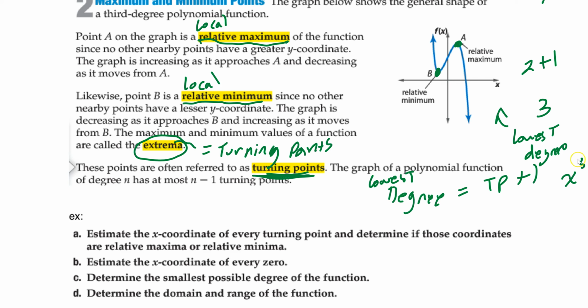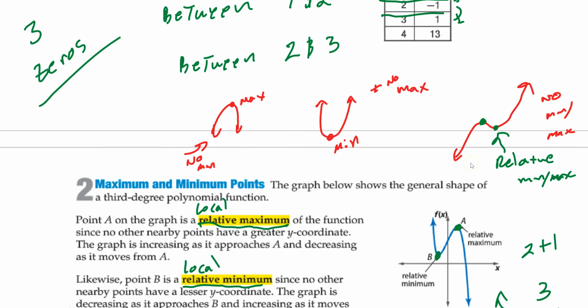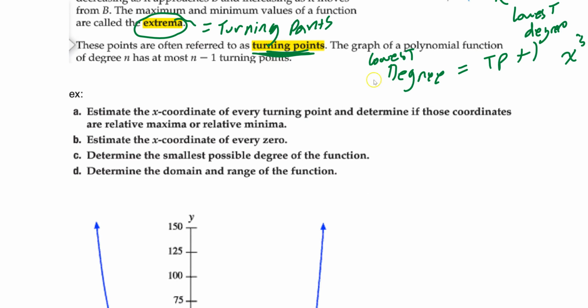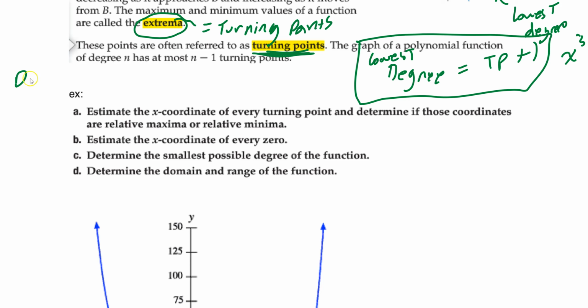The reason it's the lowest degree, not just degree, is because some graphs are kind of weird. Like if I give you x squared, that looks like this. But if I give you a power function x to the 4th, it also looks the exact same way. So I'm not sure about the imaginary numbers that come in. So we always say it's the lowest degree. It's the lowest degree possibly. It could be higher, but the lowest it could possibly be is x cubed in this case. So that's the form we're going to need to know. Lowest degree equals turning points plus 1. So keep that in mind.